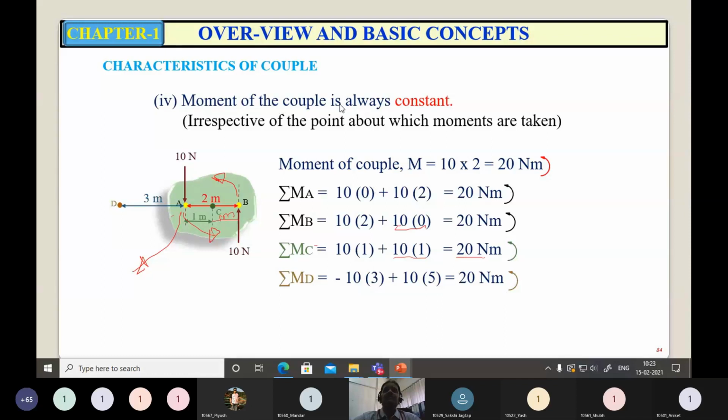So the moment of the couple is always constant, irrespective of the point about which the moments are taken. So in a plane, you can consider any point. Let us consider this as point E. If you take the algebraic sum of the moments of these two 10 Newton forces about point E, you will find that it is 20 Newton meter anti-clockwise. So the moment of a couple is always constant.